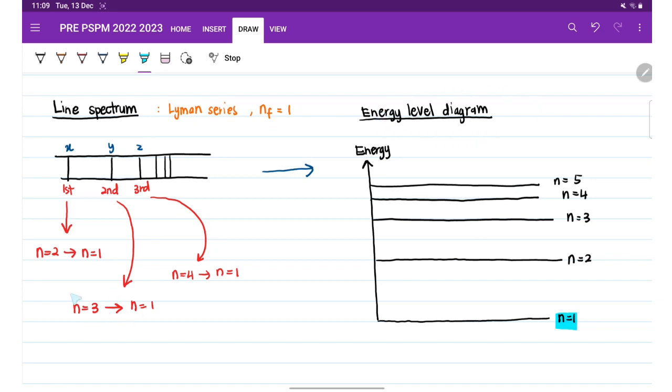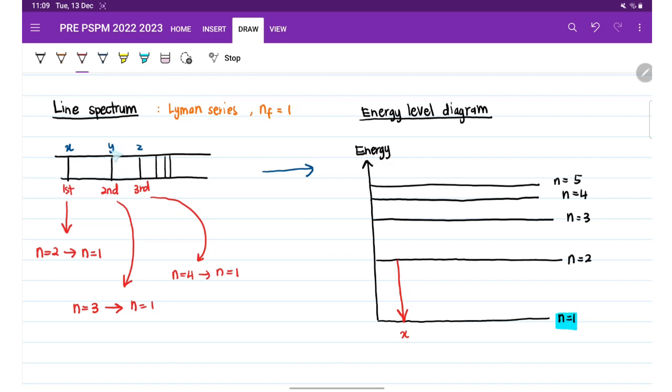Okay, jadi kita akan tengoklah kepada dia punya transition. So, if we look at the first transition over here untuk X, dia adalah daripada N equals to 2 to N equals to 1. Jadi, kita akan buat arrow daripada energy level N equals to 2 kepada N equals to 1. And arrow mesti ada kepala dia. So, the tail of the arrow is from the higher energy level, the head of the arrow will be at the ground state. Dan awak akan labelkan dekat sini sebagai X.